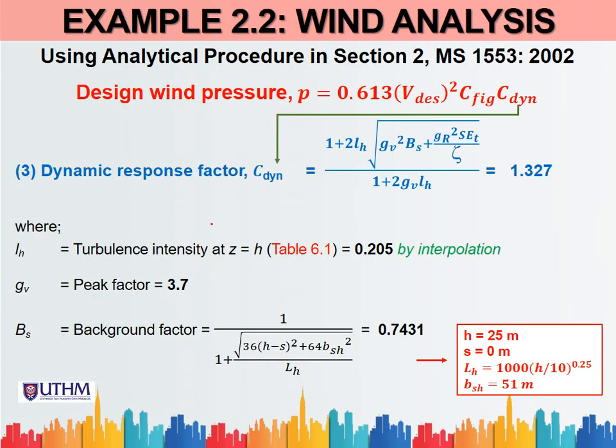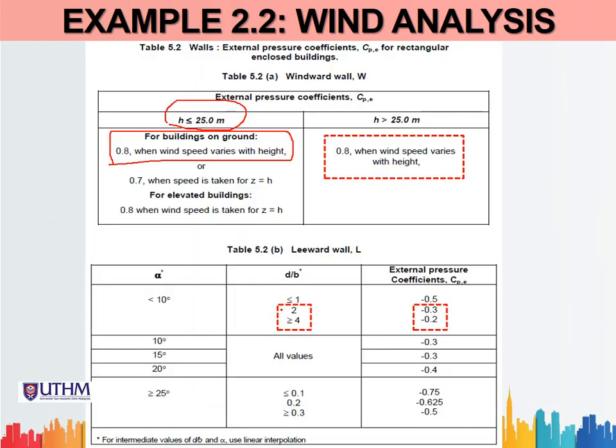And using this table 5.2 for the leeward wall, so this is the alpha. Okay, so this is D divided by B. This is alpha, our alpha here is not given in the question. So alpha is the roof.